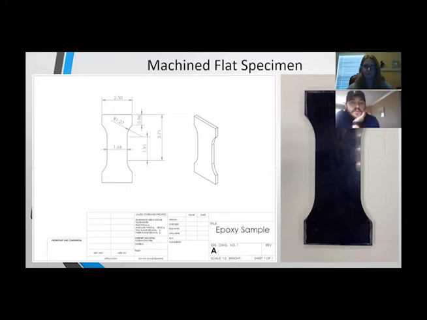This diagram shows the exact measurements that were used by the CNC mill to cut the fillets into the previously rectangular samples for tensile testing in the Instron machines.